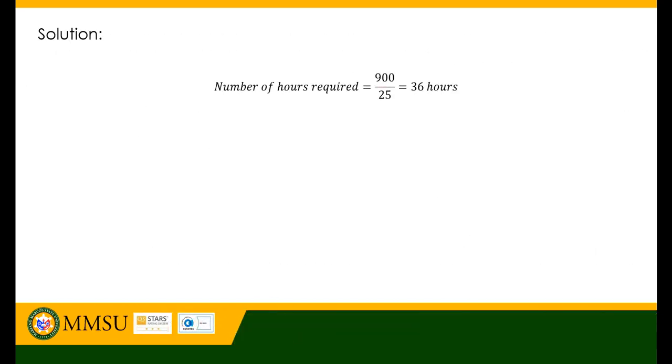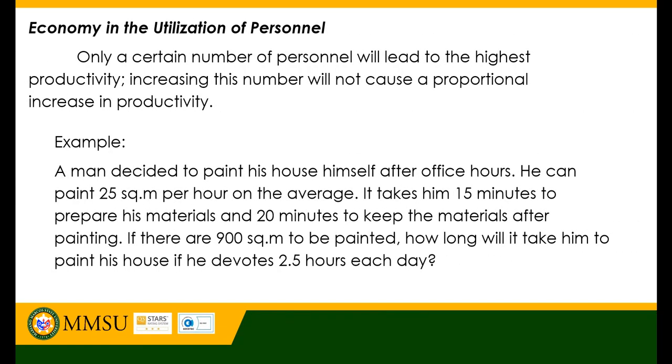Solution: the number of hours required is 900 divided by 25. That's 36 hours. He can paint 25 square meters per hour on the average. It takes him 15 minutes to prepare his materials and 20 minutes to keep the materials after painting. So we have 900 square meters. We divide by 25 to find out how many hours. That is 36 hours.